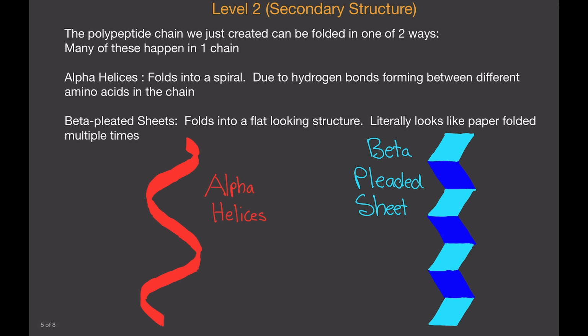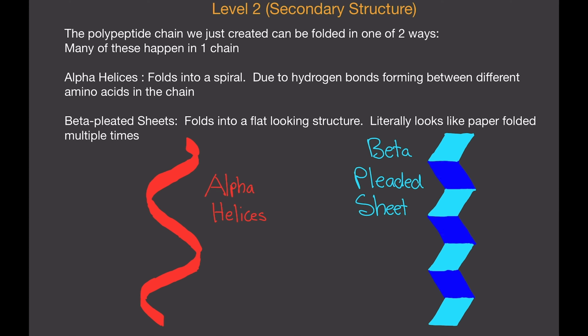So let's do level 2. This is the new stuff now. The polypeptide chain we just created can be folded in 2 ways. One is called alpha helices. Alpha helices are basically a spiral. Due to hydrogen bonds forming between amino acids in that polypeptide chain, it can literally fold into a spiral-looking shape. The other shape it could take is beta sheets, or beta-pleated sheets.